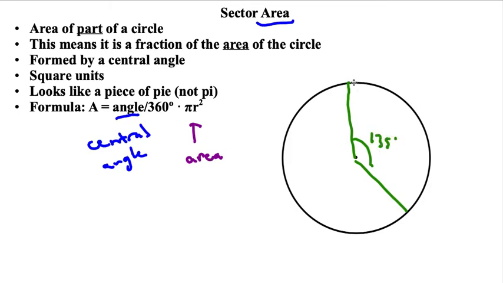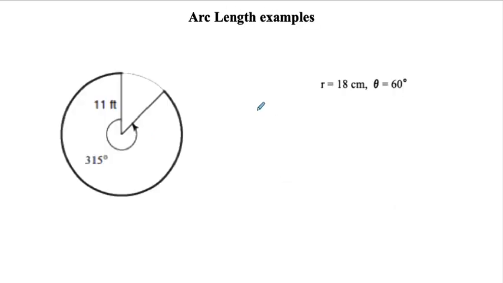That would mean that this area of this sector, forgive my shading, would have to be what fraction of the circle? Well, 135 out of a possible 360 degrees times the area. So here's some examples. Arc length.